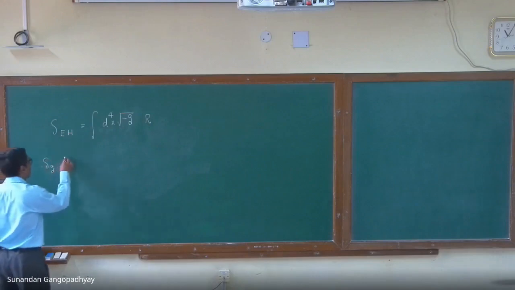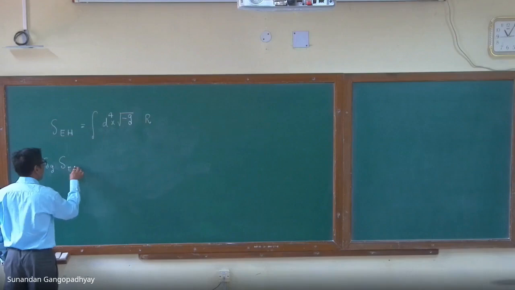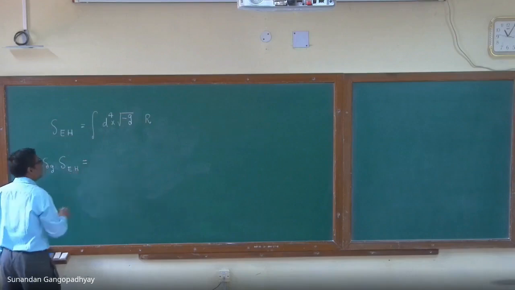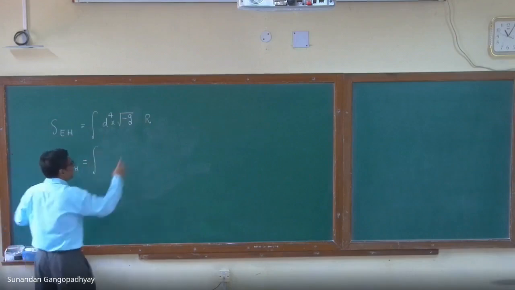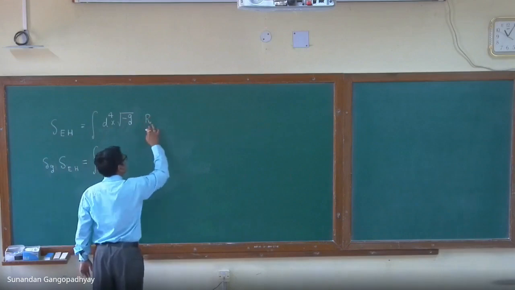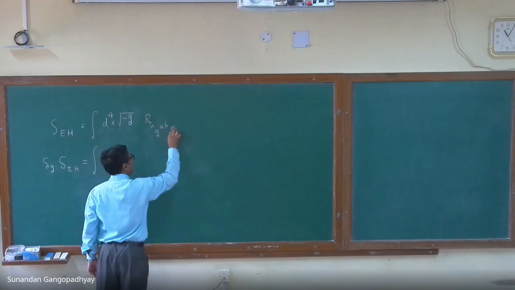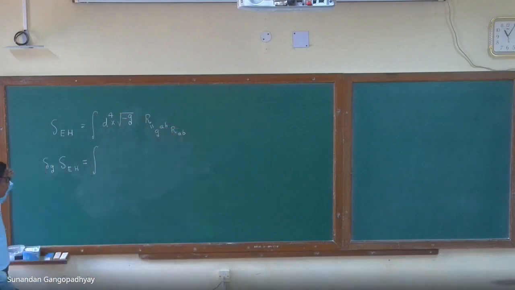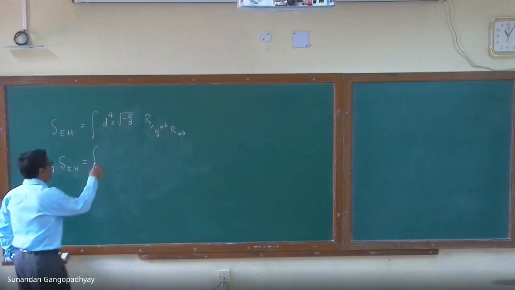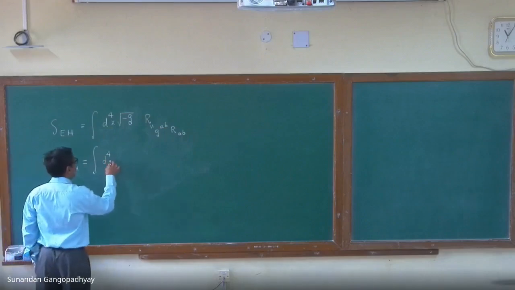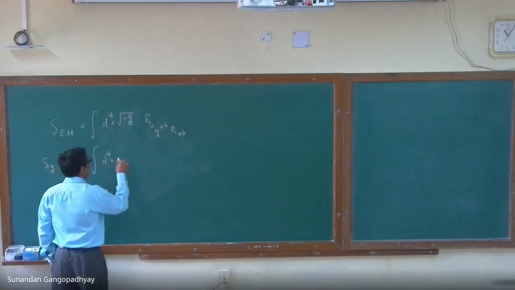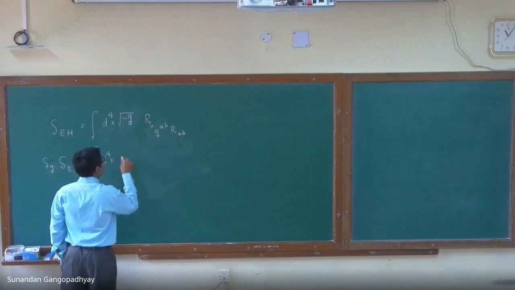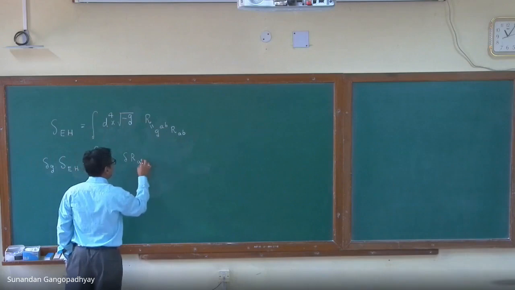If you do that, this is R. R you can write as g^AB R_AB. So if you do that, you get three terms. The first term is delta, say, let us start from here.